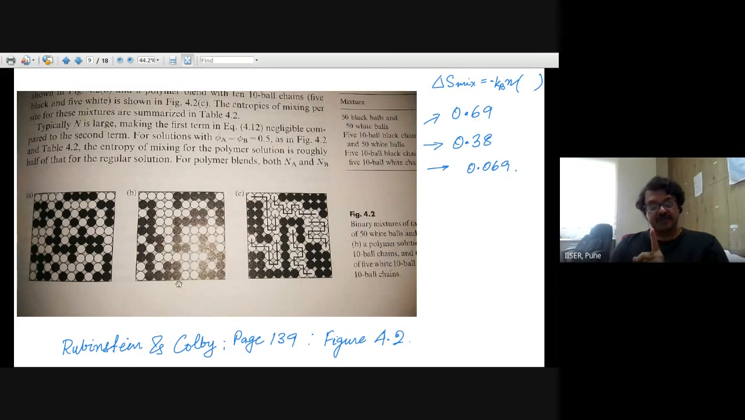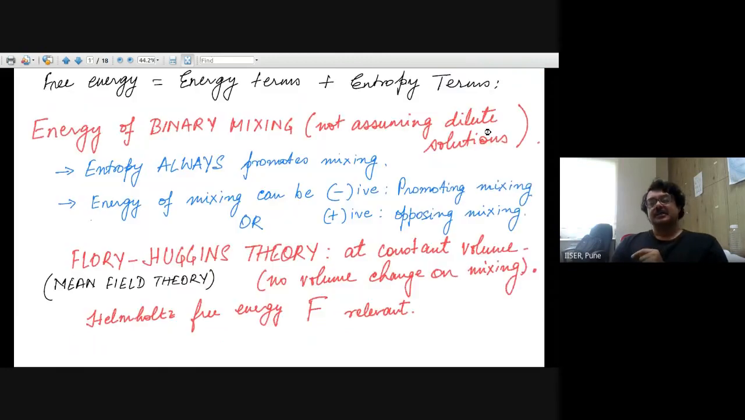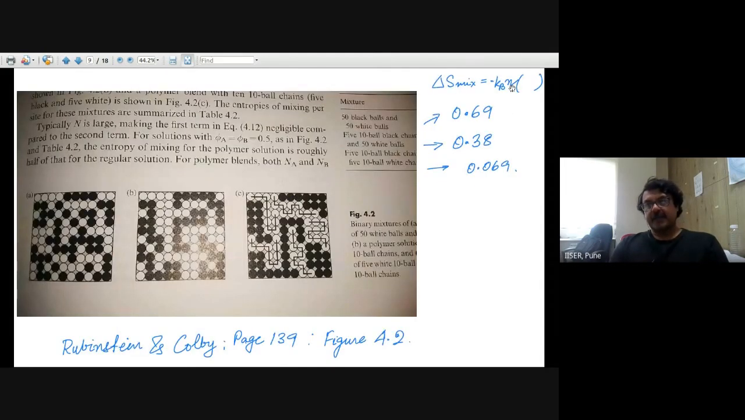Now, if one of the components was a polymer chain of length, suppose, 10 monomers, so you have 5 chains and each chain has 10 monomers, so 5 ten-ball black chains and 50 white balls, which is basically polymer in a solvent, then you can calculate the entropy of mixing, and that is 0.38. This is basically S mix by Kb, so I should have written S mix by Kb. I'm just calculating n times phi A ln phi A plus phi B ln phi B, basically that term.